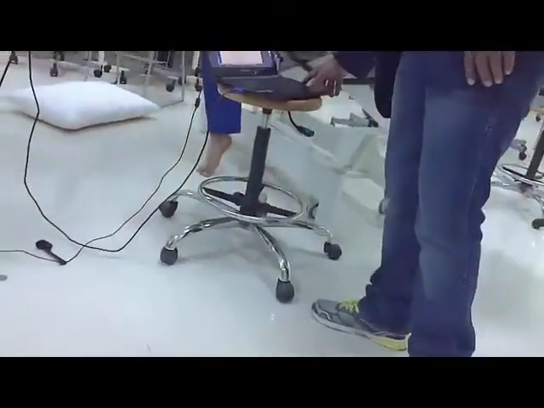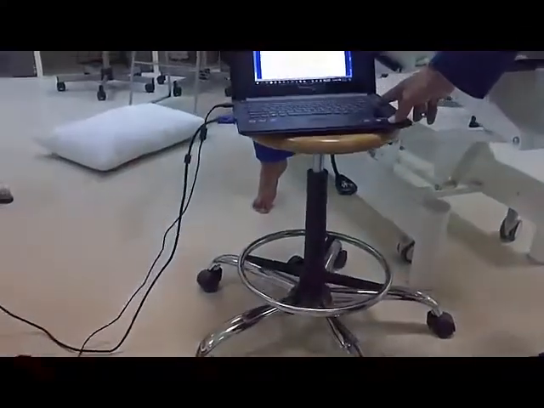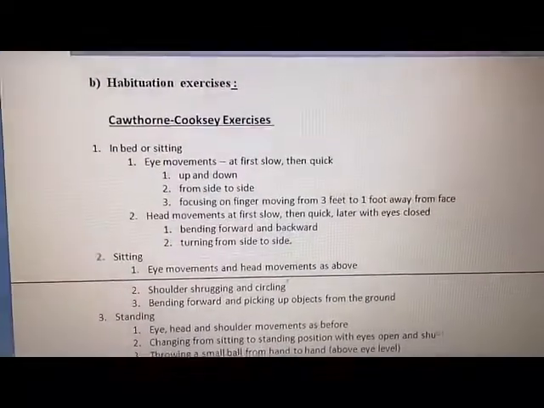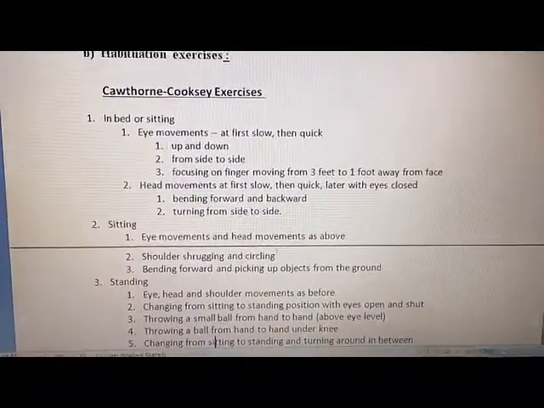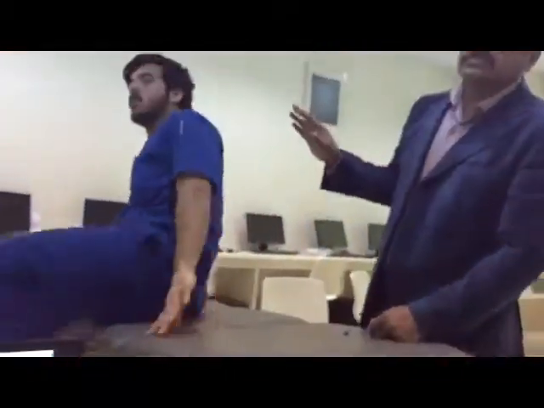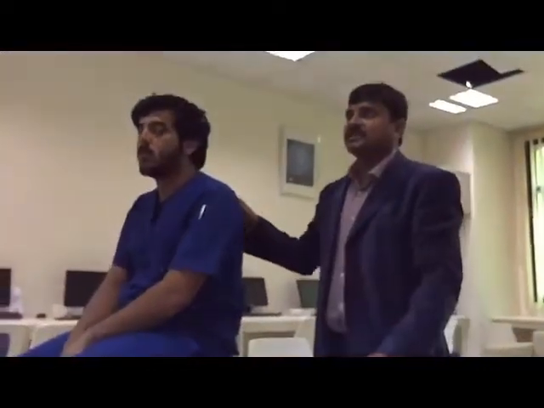So that is the postural stability exercise. Next, the last one, habituation exercise, the Cawthorne-Cooksey exercise. In that, first one is eye movements, at first slow, then quick. These are habituation exercises. In bed or in sitting position, eye movements, first slow, then quick.